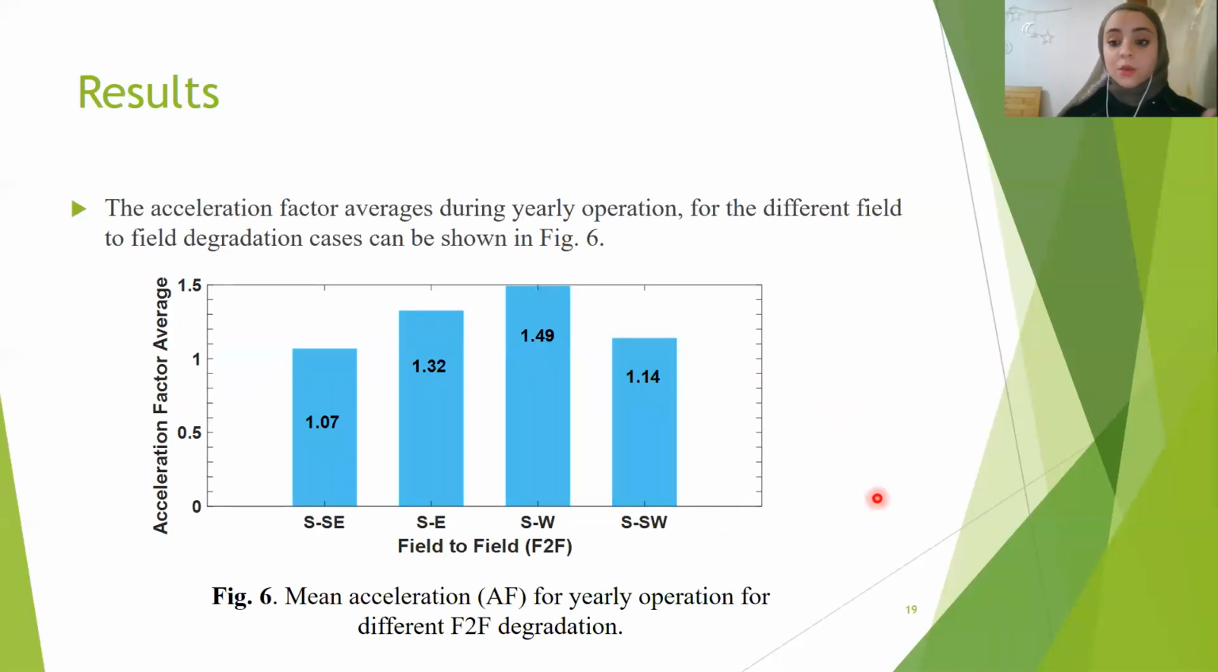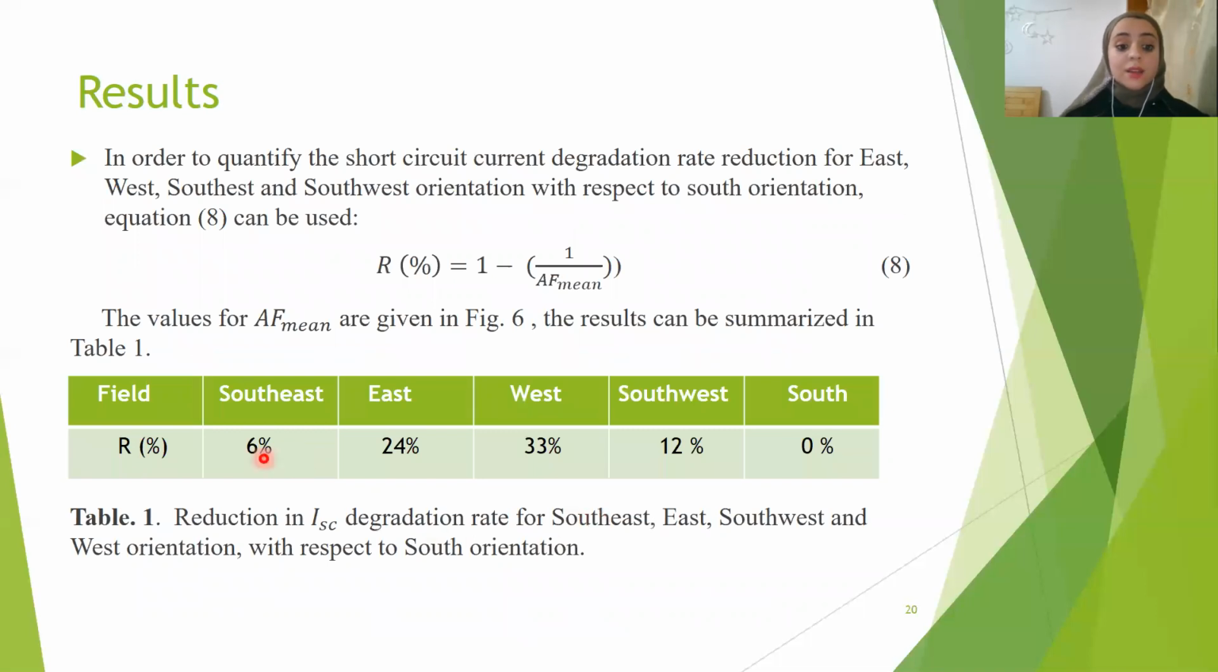Here we can summarize the results for the acceleration factor. We have calculated the yearly average of the acceleration factor. So here we can notice that the acceleration factors are very similar. The south to southeast and south to southwest are very close to 1. And here south to east is a little bit higher than 1, and south to west is the highest one.